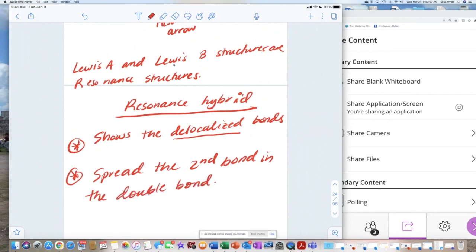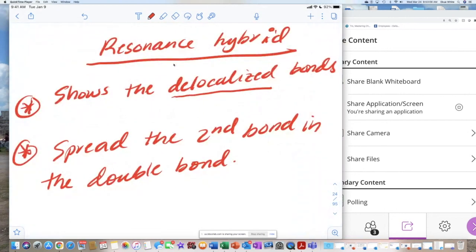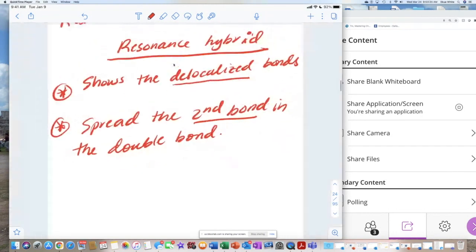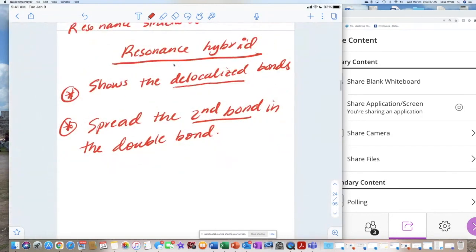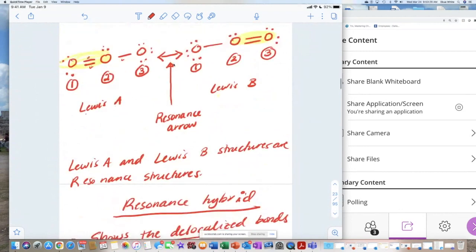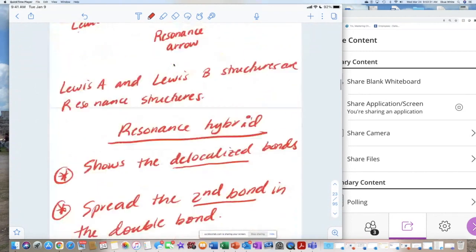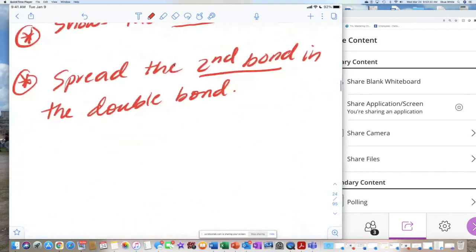Once again, I'm reminding myself we're not learning organic chemistry here, so I'm going to stick with general chemistry. We are only learning this one way. When you get to organic chemistry, you learn all the different ways you can spread a charge, a negative charge, an electron, all that stuff. We're just learning this one thing, to spread the second bond in the double bond. So as we draw our resonance hybrid, the positions of the first, second, and third oxygen remain. I'm just going to draw it like this.